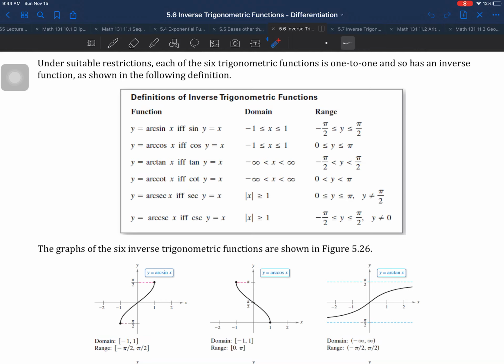And in a similar way, we can use that argument to redefine the arc cosine, which is the inverse of a cosine, and the domain will be -1 to 1, and the range between 0 and pi.